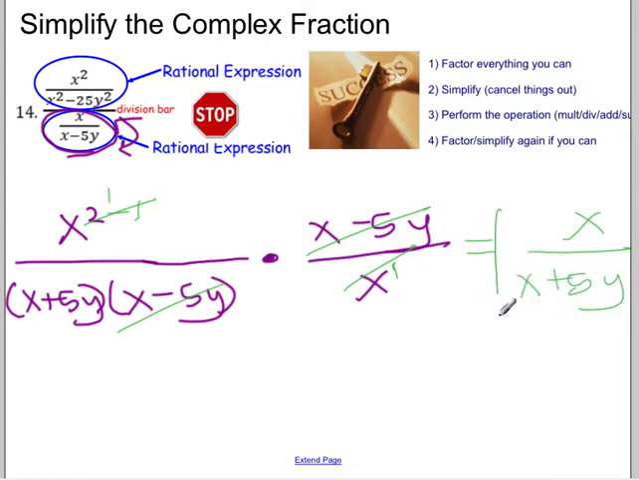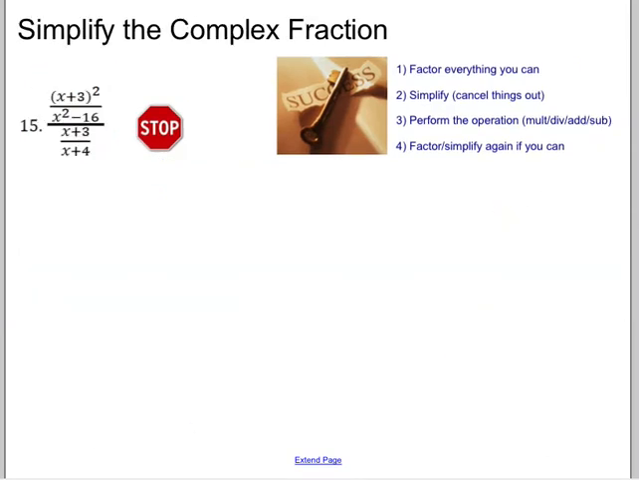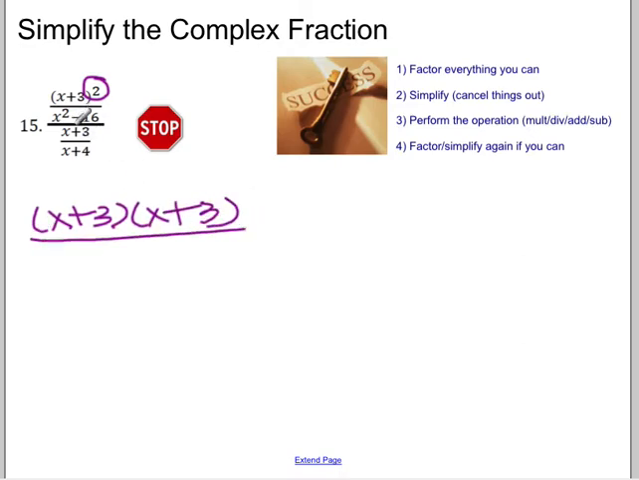And that will be my final answer for number 14. Number 15. Okay. Once again, I look at this. I'm going to do the same thing. I look at the fraction on the top, and I'm going to rewrite it. Except this one is x plus 3 squared, so I'm going to rewrite it as x plus 3 times x plus 3. That's what that means. My denominator is x squared minus 16.